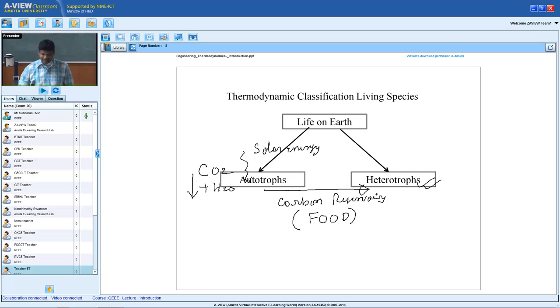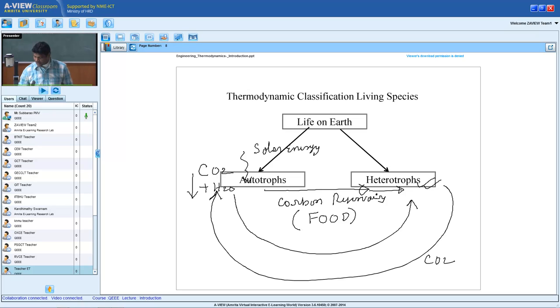You see, what are these? These are heterotrophs. What is the input to them? This food. Okay, and finally, what they do here is produce the basic raw material for the autotrophs in the form of CO2. It's a win-win situation. And not only that, these autotrophs, for the better living of the heterotrophs, are producing oxygen. Imagine the entire life and the system of living systems.